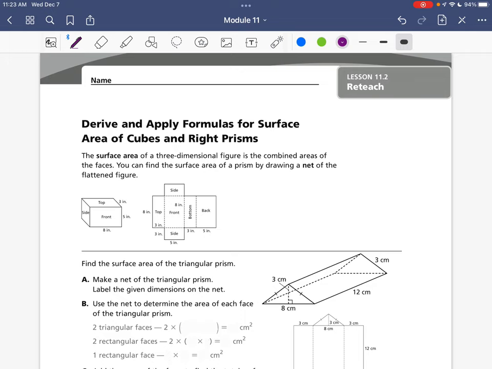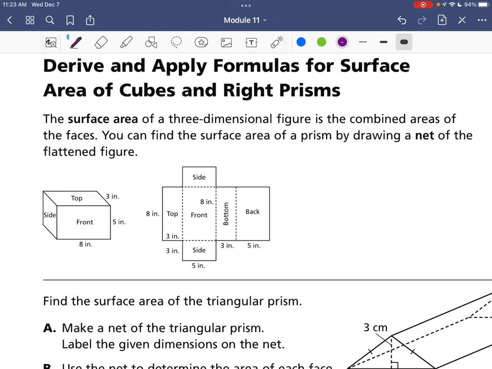So surface area of a three-dimensional figure is the combined area of all the faces. So what it means by faces, this is your front face, your top, and then your bottom's down here, and then you have your side, and then your back.